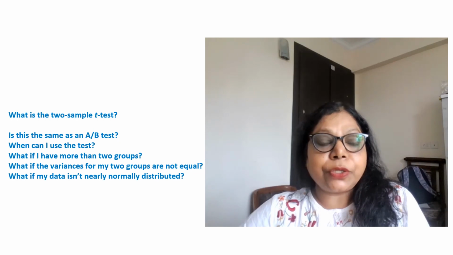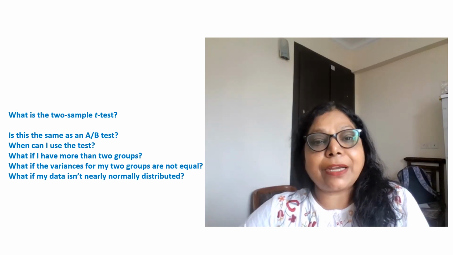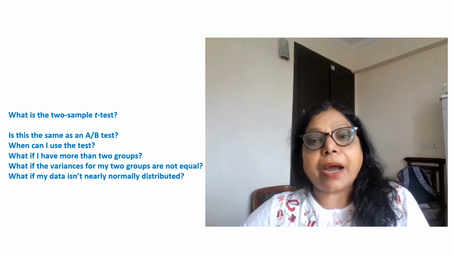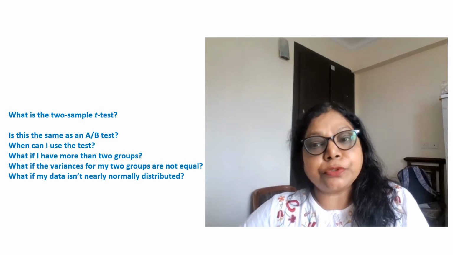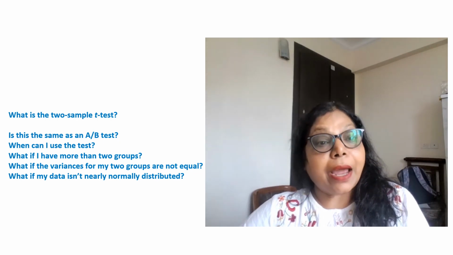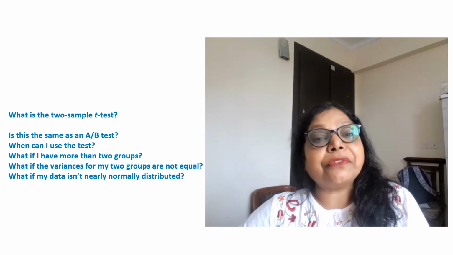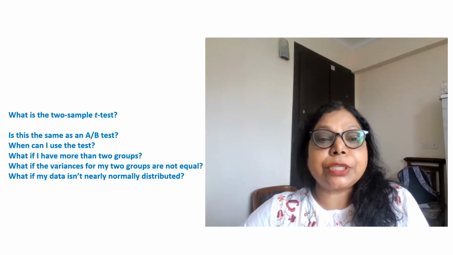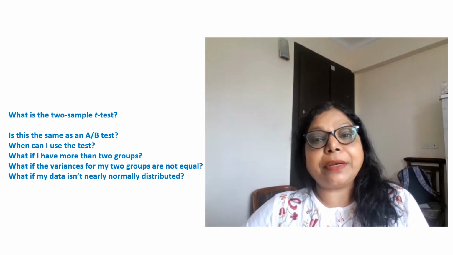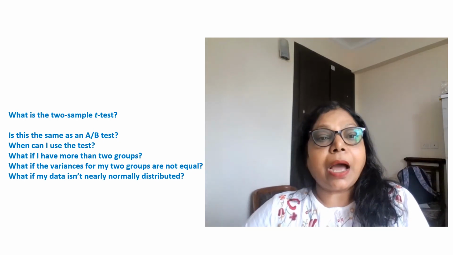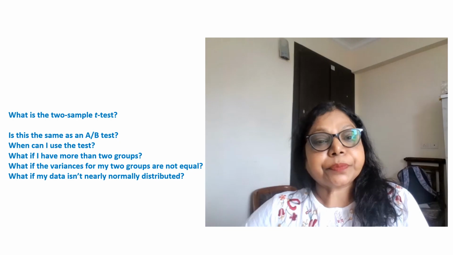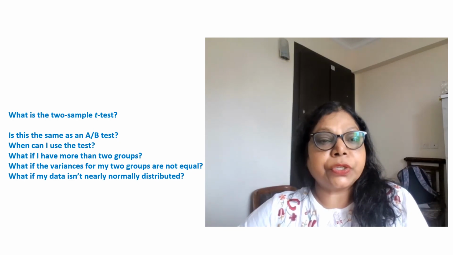You can use this test when your data values are independent, are randomly sampled from two normal populations, and the two independent groups have equal variances. So, you need to keep in mind these three points: that your data values are independent, randomly sampled, and have equal variance.